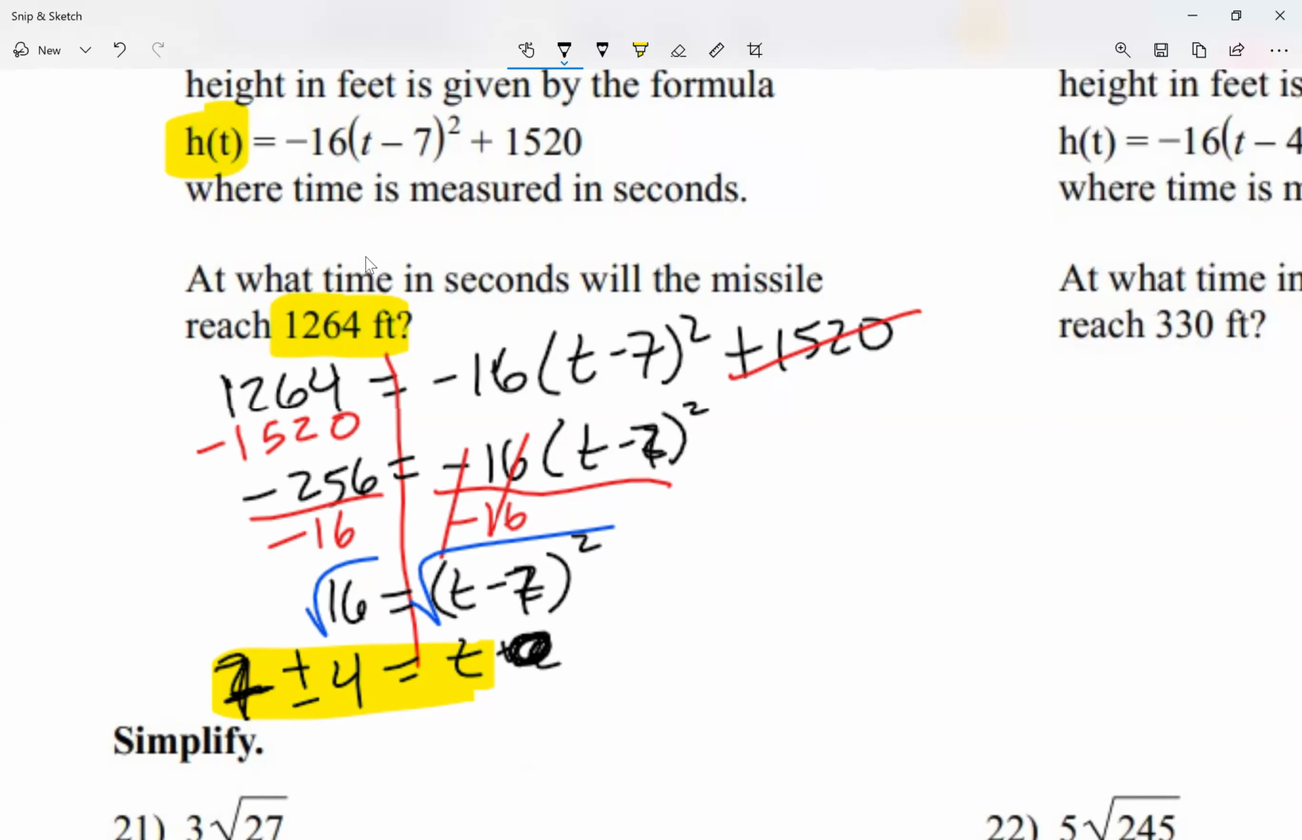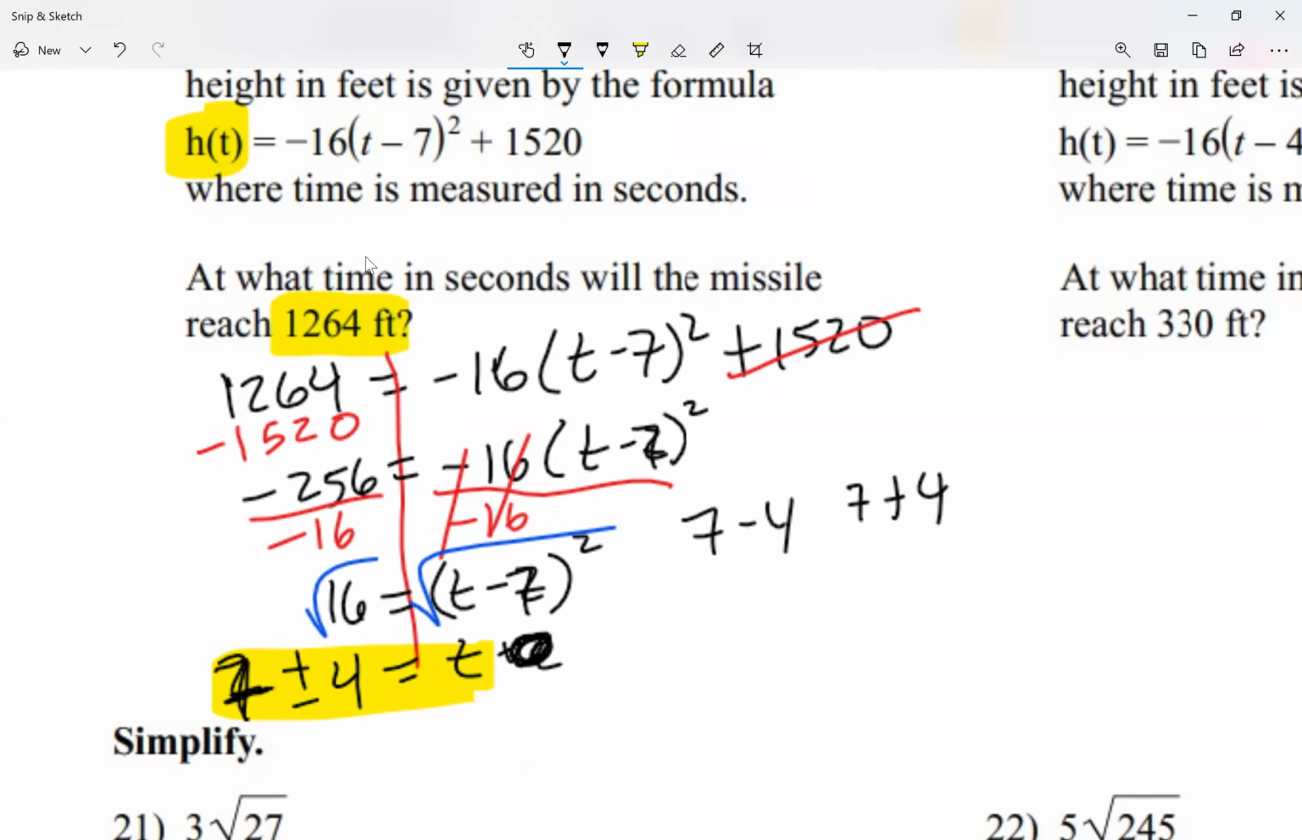Okay, I know my answers. Both of my answers are going to be 7 minus 4 and 7 plus 4. That's how I'm going to get my answer. So I know 7 minus 4 is 3. 7 plus 4 is 11. So 3 and 11.